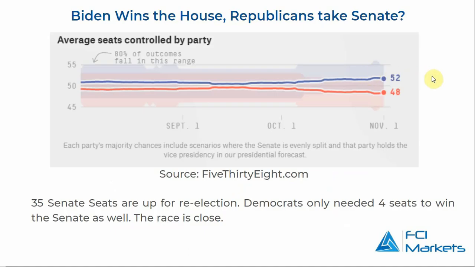This is showing you the Senate. There are Senate seats up for re-election, and the Democrats only need 4 seats to win in the Senate as well. The Democrats are expected to win the Senate, but the race is tight. Okay, so don't trust the consensus as much as the odds would suggest that you do.